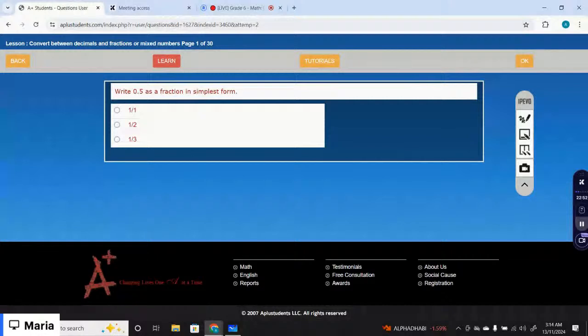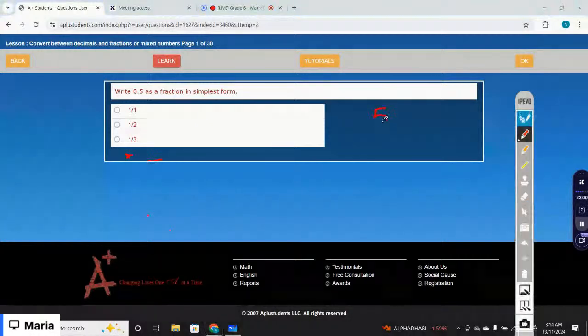Write 0.5 as a fraction in simplest form. So you need to write in simplest form. 0.5, remove the decimal point, so that is 5 over 10. So divide by the greatest common factor. 5 divided by 5 is 1 and 10 divided by 5 is 2. So the correct option is 1 over 2.